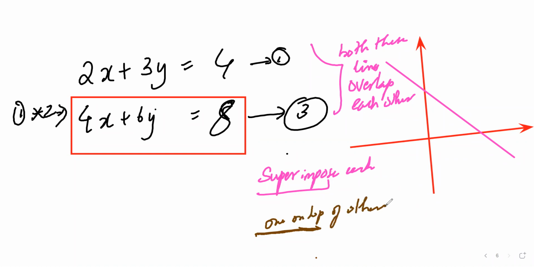So what happens to these kinds of lines is, it will have what? Infinitely many solutions. So the last thing I told, only one solution will have. This thing, infinitely many solutions will have. Is this thing clear to everyone?